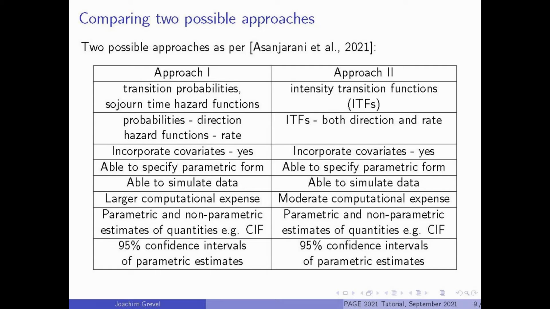Approach 2 is somewhat simpler, as it formulates only intensity transition functions which incorporate both the direction and the rate of the transitions. We again can incorporate covariates. We can build the model in full parametric form and thus simulate data. We have a moderate computational expense in comparison to approach 1. We have our ways of showing goodness of fit and the quality of our model through parametric and non-parametric displays. And again, we can have 95% confidence intervals for all our numerical and graphical displays.